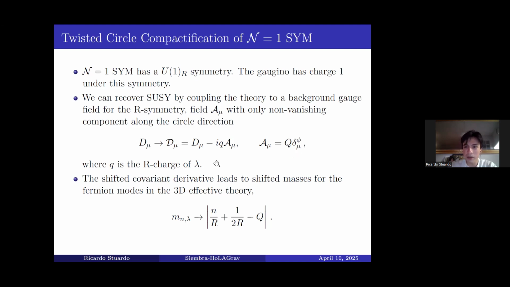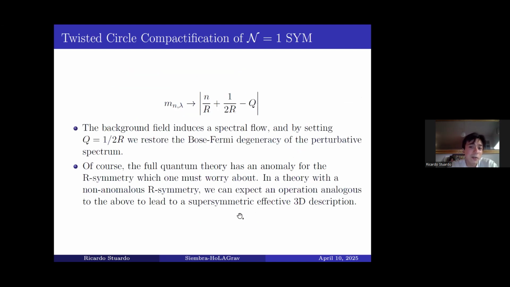This is going to be very important because when you study the mass spectrum of the fermion, you see that this parameter Q of the background gauge field enters in the mass spectrum. So naturally, you can say, oh, this is a thing that I can tune myself. I can tune it to be precisely the thing that is bothering me, and I will recover Bose-Fermi degeneracy. And this is something that you can do.